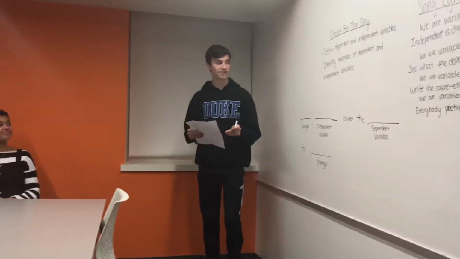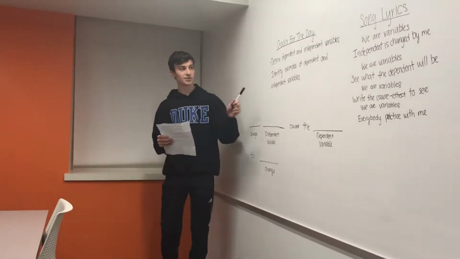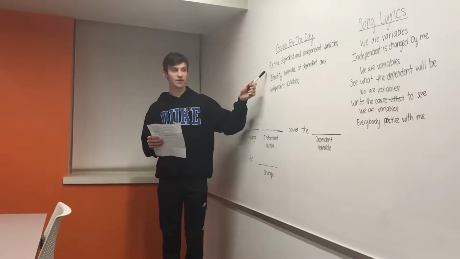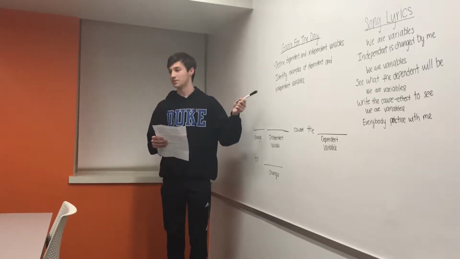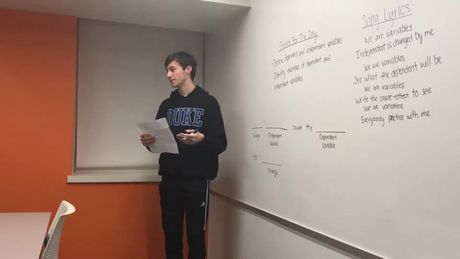Today we're going to talk about independent and dependent variables. Let's start by defining our goals for the day. What we want to do is be able to define dependent and independent variables, and we want to be able to identify examples in a word problem or in an experiment that you're conducting.